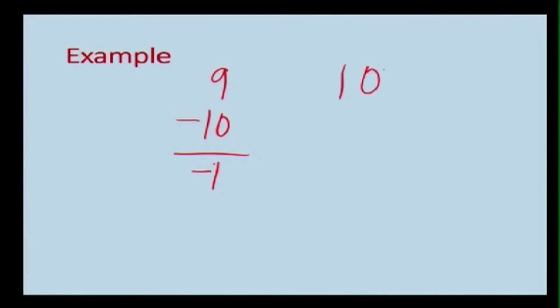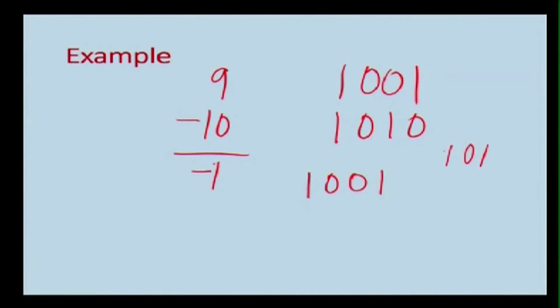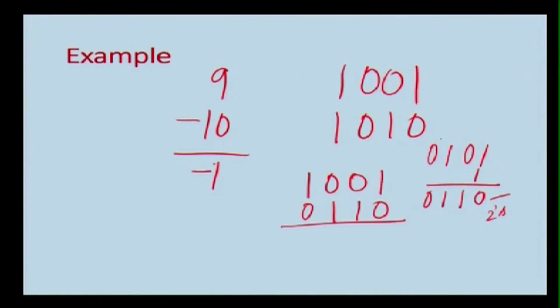9 is 1 0 0 1 and this is 1 0 1 0. So if I take the 1's complement of the second number, I should get 0 1 0 1. If I add a 1 to this, I should get 0 1 1 0. So this is the number I should add here. And when I add this, this is the 2's complement of the number that I have taken as the subtrahend.